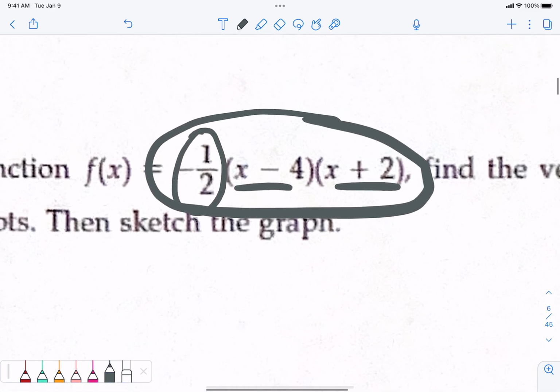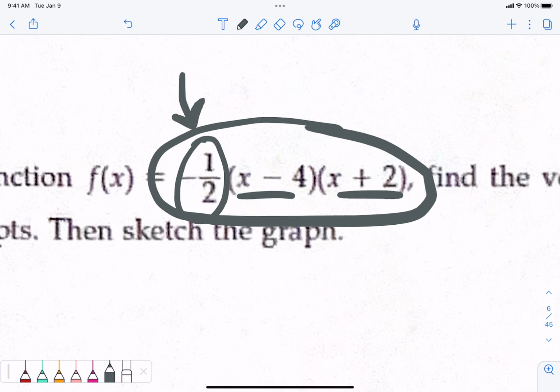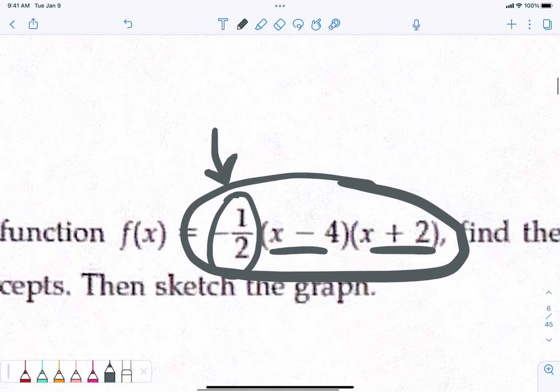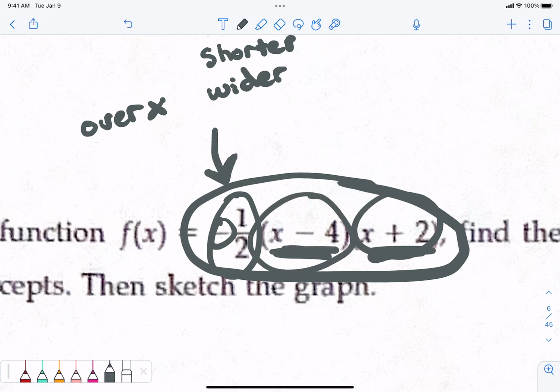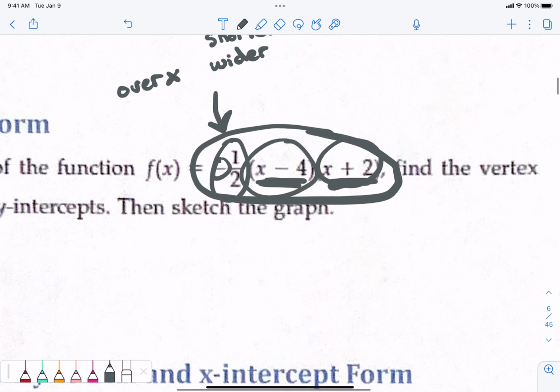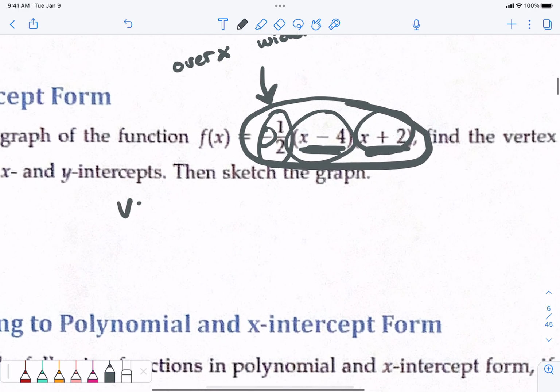This negative 1/2, let's talk about what it does. If you're multiplying by a negative 1/2 out in front, what does that do to it? The negative is going to flip it down, so it's over the x-axis, right? So it's flipped down. But what's the 1/2 do? It's a vertical compression. So it's actually going to make the function shorter and wider, okay? But that is not going to change, if you ever have a number in front of here, it is not going to change these values, which are your x-intercepts, okay? So they want us to, again, find the vertex, the x-intercepts, and the y-intercepts, okay?